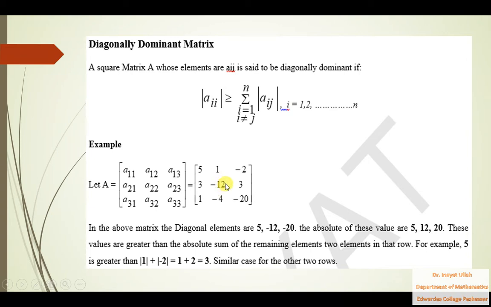The absolute value of this element is plus 12, and this 12 is greater than the sum of these two. 3 plus 3 is 6, and 12 is greater than 6. Similarly, this is the entry in the third row on the main diagonal, and the absolute value of this diagonal entry is plus 20, and this 20 is greater than the sum of these two. 1 plus 4 is 5, and 20 is greater than 5. So this matrix is now a diagonally dominant matrix.